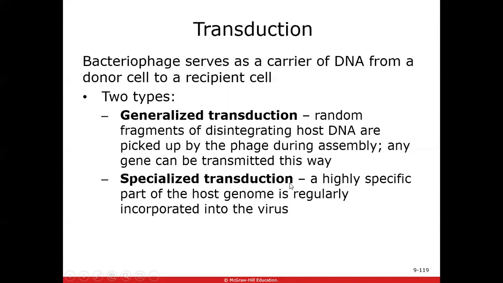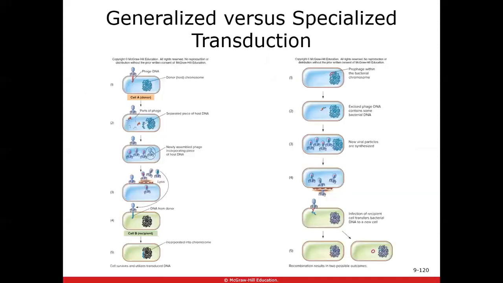Then you have specialized transduction. A highly specific part of the host genome is regularly incorporated into the virus. A known portion of one bacterial DNA is incorporated into the DNA of the virus. That's specialized transduction. And it just talks about generalized and specialized transduction. So this is the virus that infects the bacteria. So this is the viral DNA, and this is the host DNA.